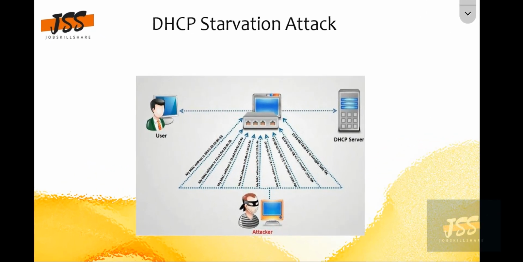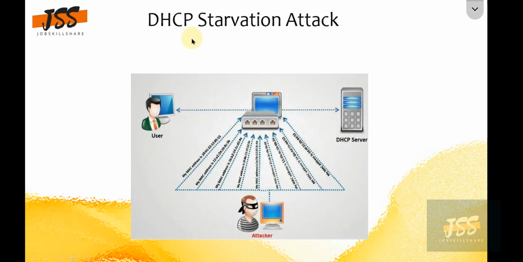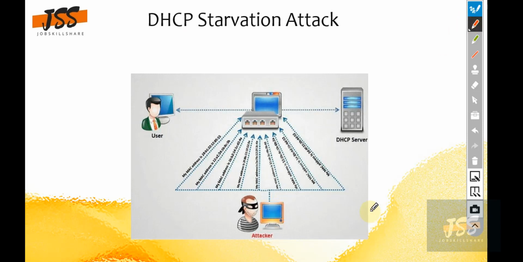The final lab talks about DHCP starvation attacks. What happens in a DHCP starvation attack? This is the DHCP server, and these are the normal hosts that are getting IPs from the DHCP server.